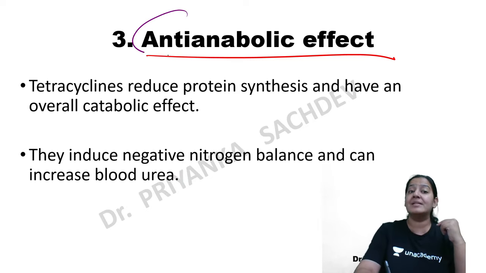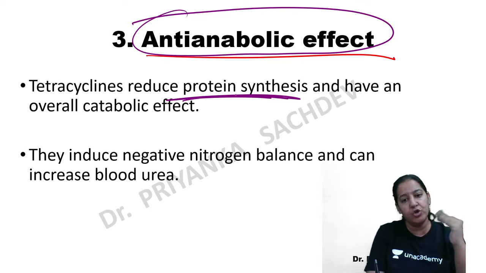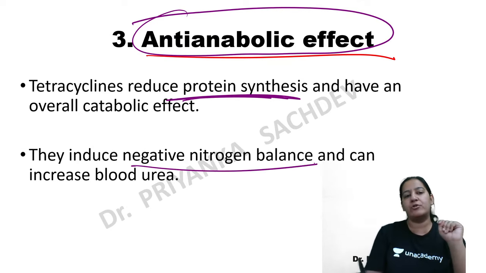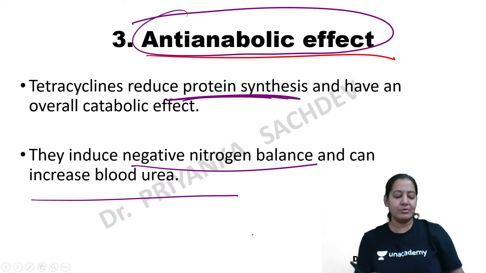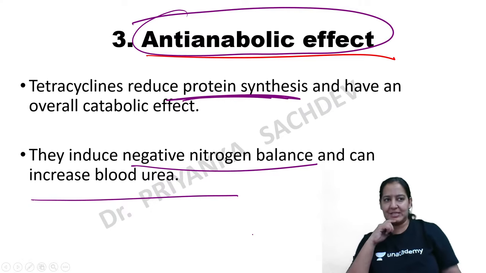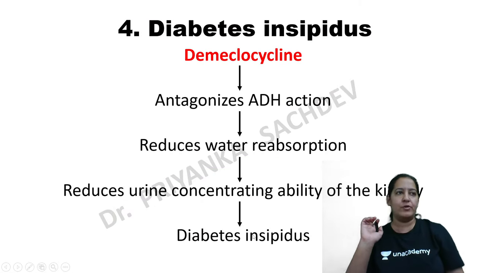So tetracyclines are anti-anabolic. They inhibit protein synthesis overall in humans also. So they cause negative nitrogen balance and increase blood urea because of negative protein synthesis, right? So that can be said to a little bit extent. That is anti-anabolic effect. The next side effect, yes, absolutely right, Pramina.